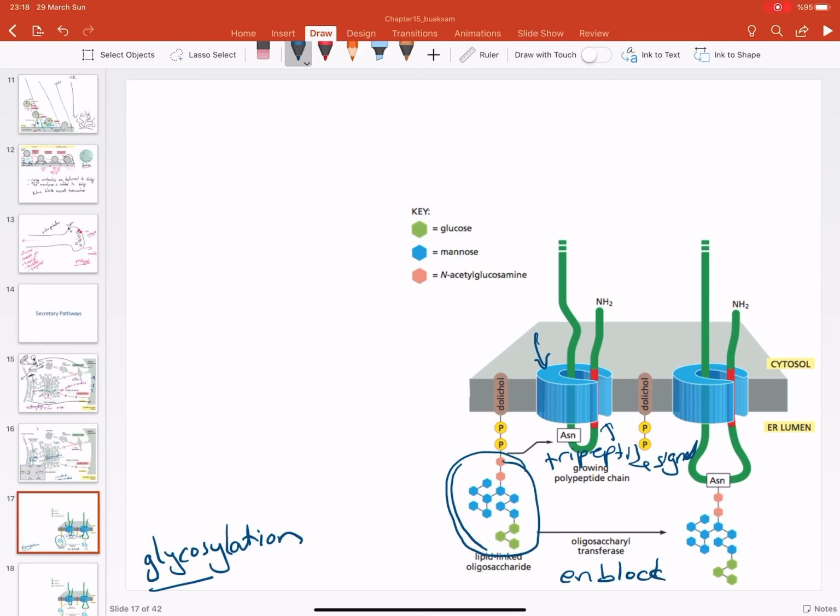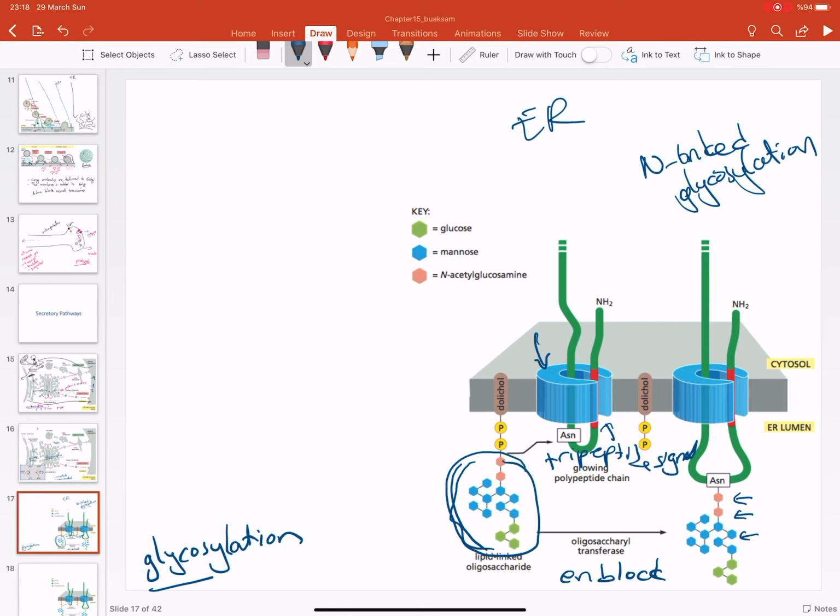So these sugar groups are not transferred one by one. All 14 of them are transferred all at once. So this is an en bloc transfer, and this is called N-linked glycosylation. I'm sure you have seen more in biochemistry, so it's going to help you that way too. So this is what happens in the ER.